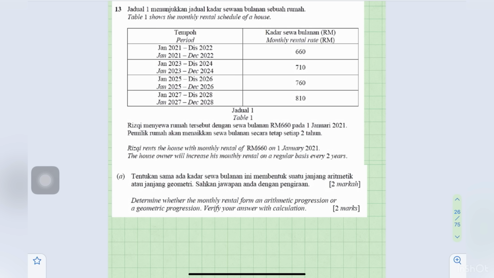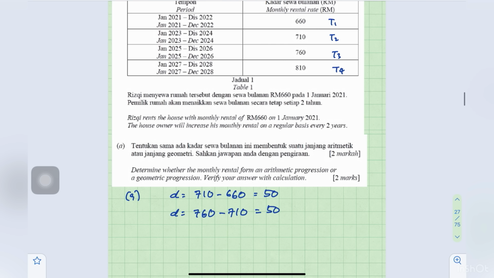Okay, so now from the table given, kita boleh tengoklah this one is T1, T2, T3, T4. Okay, so kita kena test. Kita cuba dulu d, common difference. T2 minus T1, so 710 minus 660, we will get 50. Kalau 760 minus 710, so 50 as well. So, sama kan dia punya common difference. So, then this is arithmetic progression. Okay, kena tulis dengan betul eh. So, arithmetic progression, with d equals to 50.